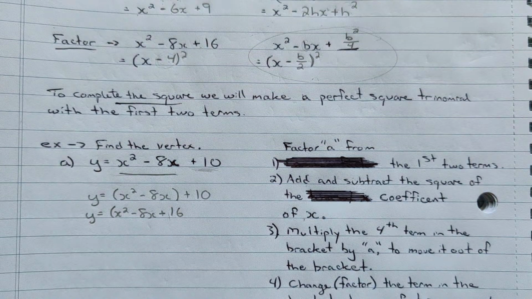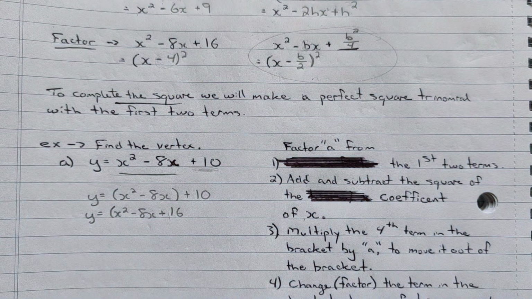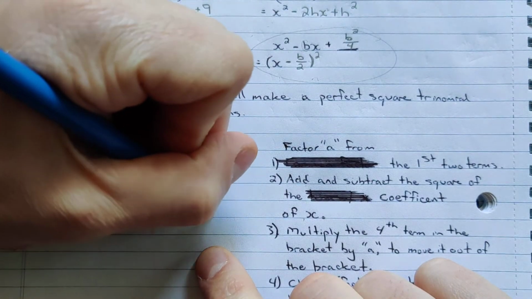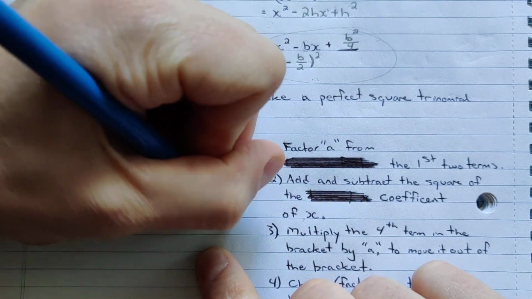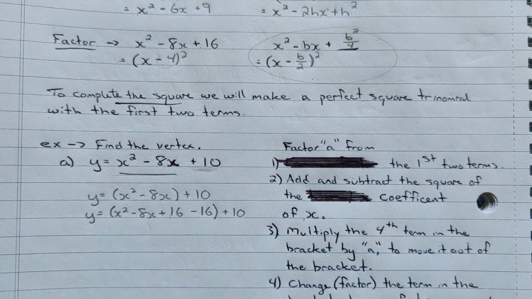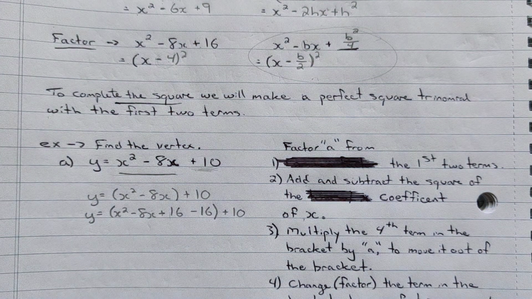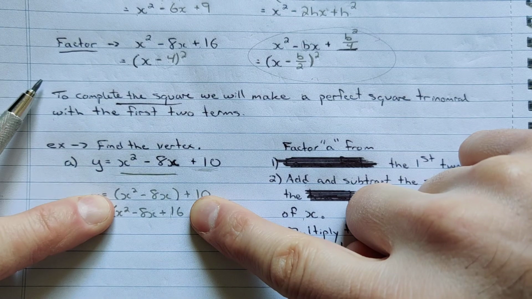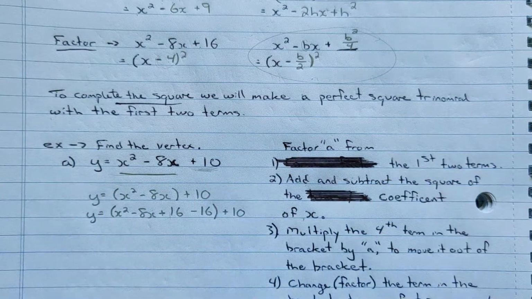Now we can't just add 16 to a question for no reason. So if I add 16, I also have to subtract 16 from the question. So I've added and subtracted 16. I have not technically made a change to the question. It is still the same equivalency. Added and subtracted 16 so that this portion here is now a perfect square trinomial.